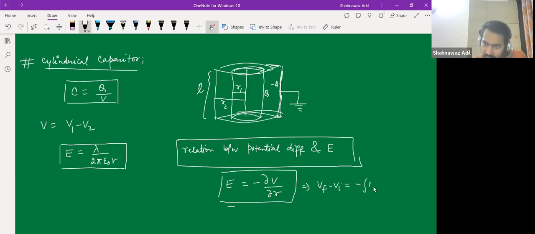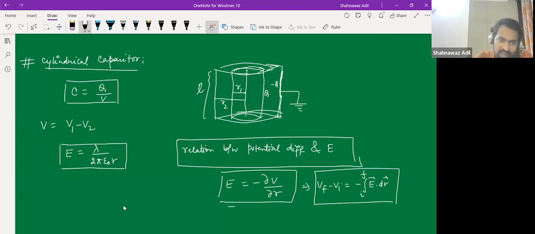So minus E dot dr, right? From initial to final, this is the change in potential, right? Do you remember? Okay, good, because we can prove it from here also.